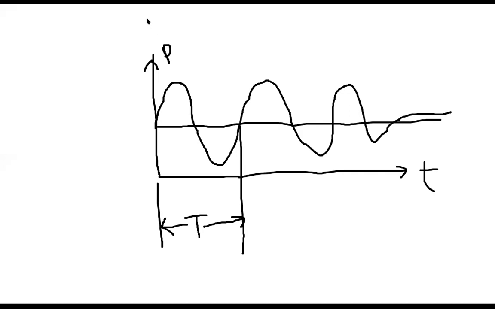For example, you are looking at a voltage waveform, just an example. This is your 0 value. This is the time function. For example, this is the sinusoidal waveform. And this is the positive peak, and this is the negative peak.